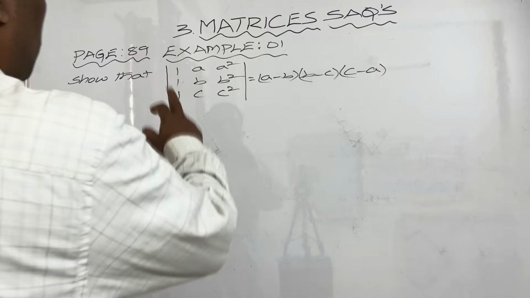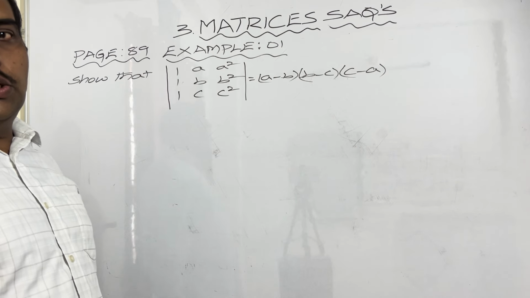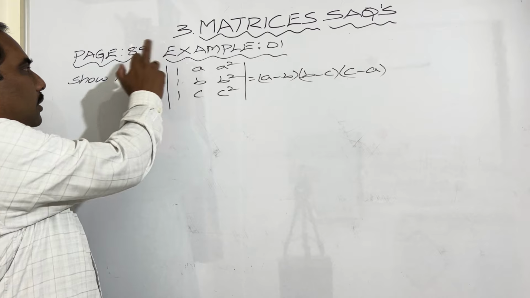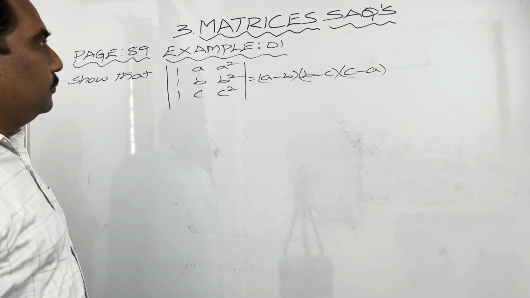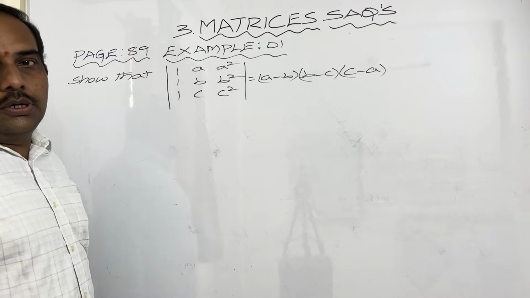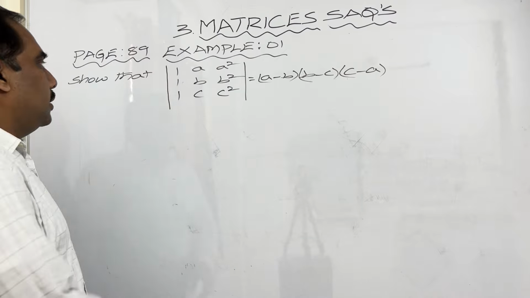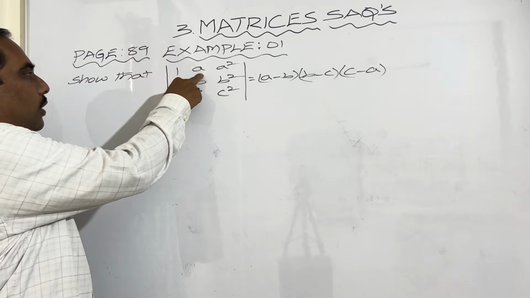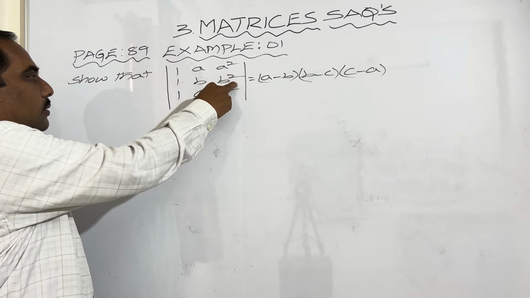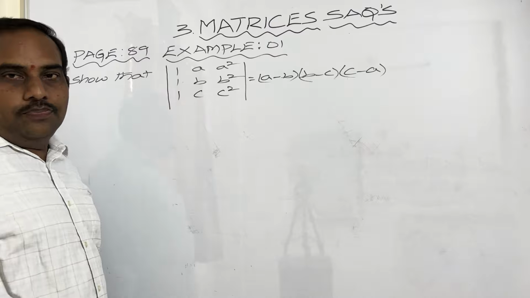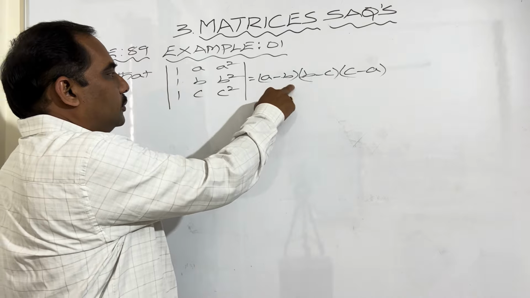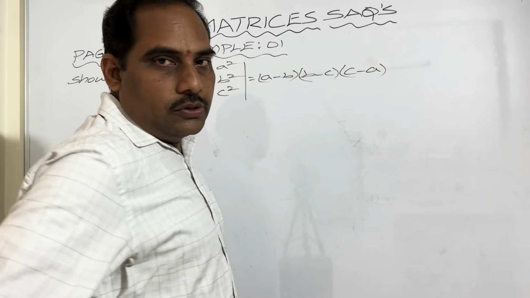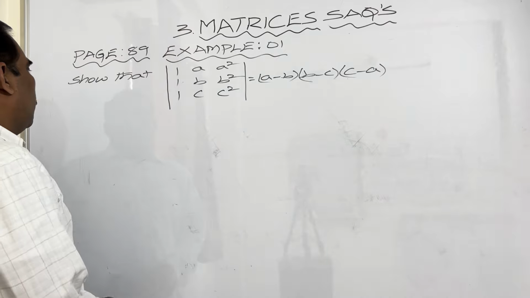In this video we are going to discuss matrices, SAQs, page number 89, example 1. Very important, many times repeated in the examination. Show that determinant of 1, a, a square; 1, b, b square; 1, c, c square, which is equal to (a minus b) into (b minus c) into (c minus a). See how to prove that.